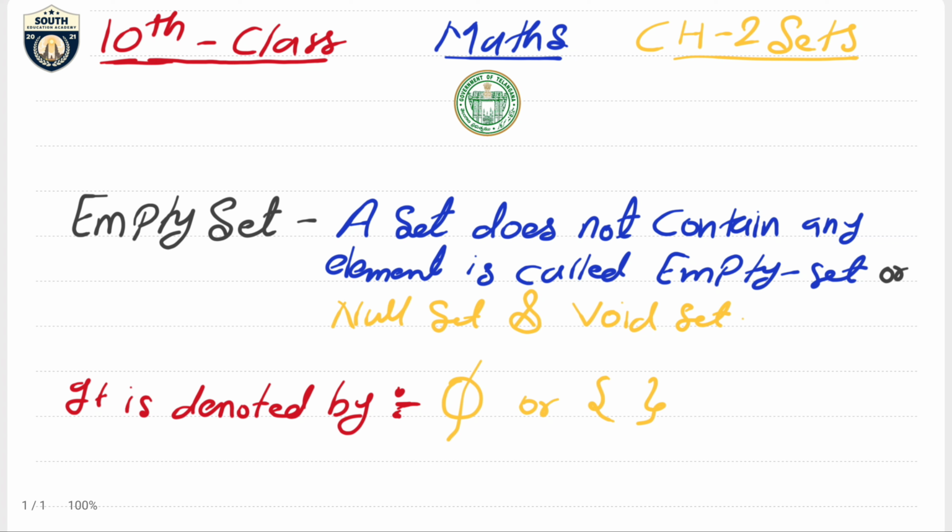So when you come here, our first set is the empty set. What is the empty set? Actually, we can see the definition also. An empty set means a set that does not contain any element, and it is called an empty set, null set, or void set. Empty means blank, nothing in it; it doesn't contain any number or element. This is our empty set. An empty set is denoted by these two brackets, and in these two brackets there is no element.